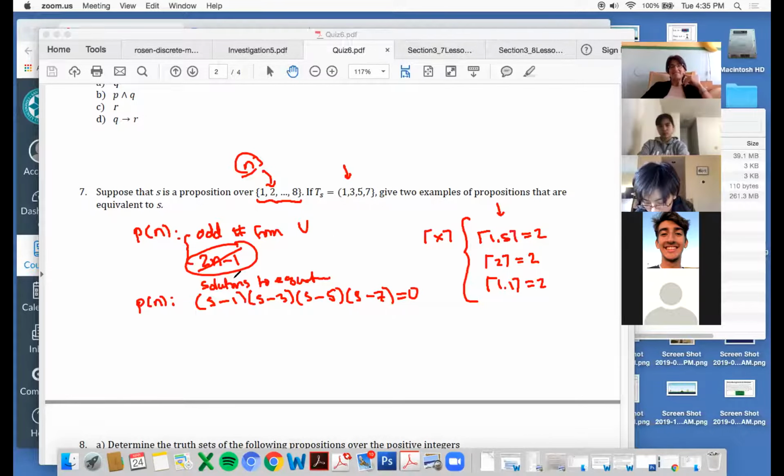Okay, so we do have to use something that allows us to use all the n values in the universe. Yeah, I would say so. Okay. Well, I would say you don't have to use all of them, but you can't use values that are not in the universe.